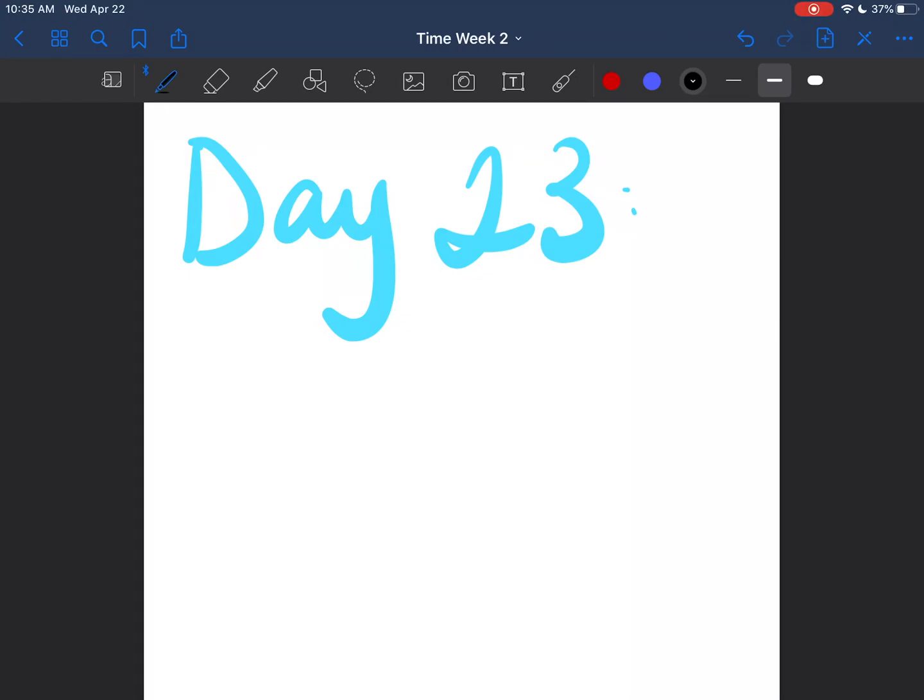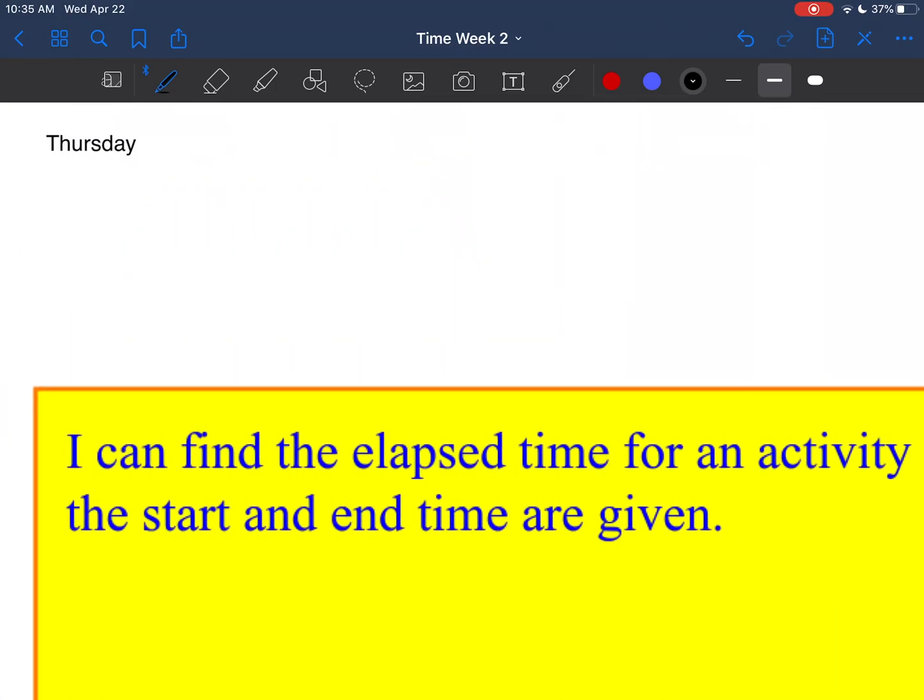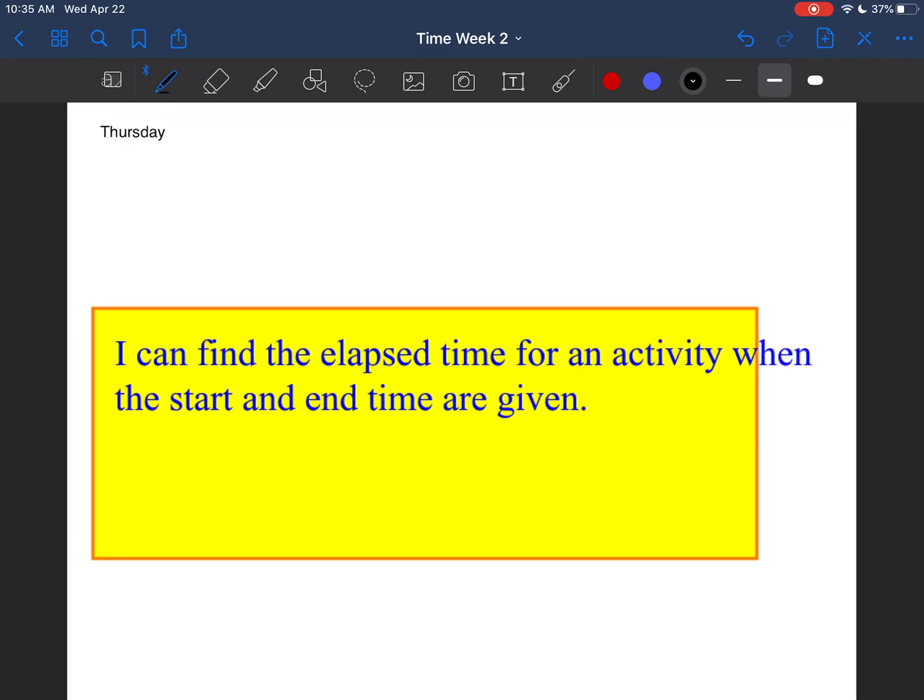This is going to be day 23. So we're going to be wrapping up elapsed time today. All right, let's read this I can statement. I can find the elapsed time for activity when the start time and the end time are given.